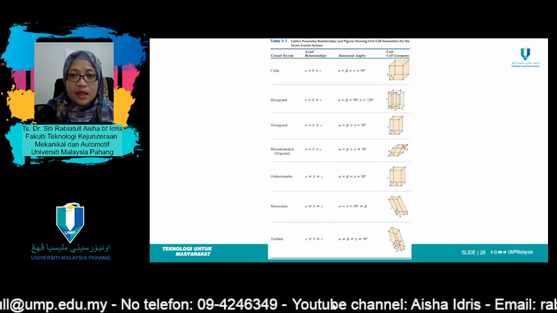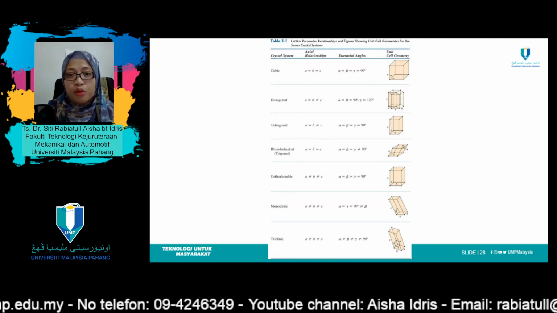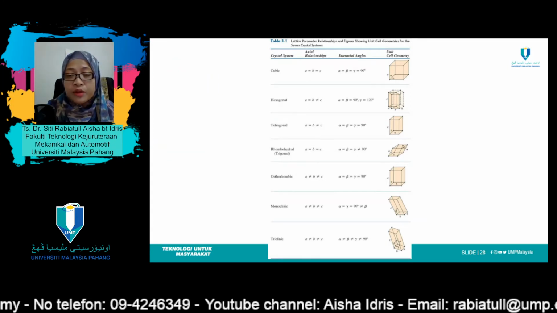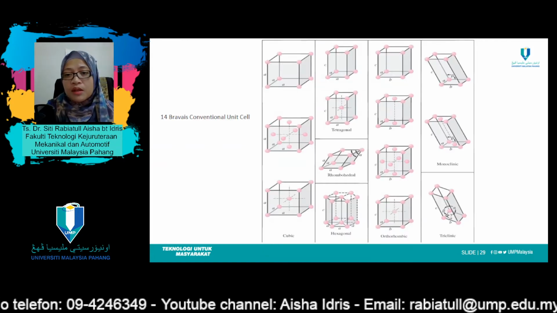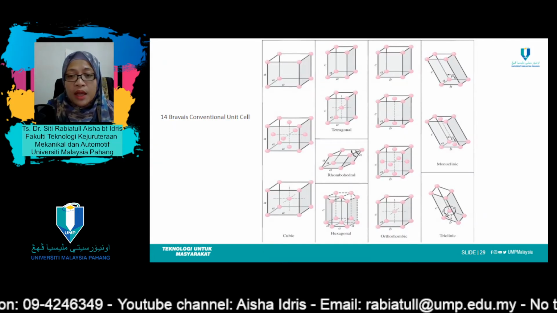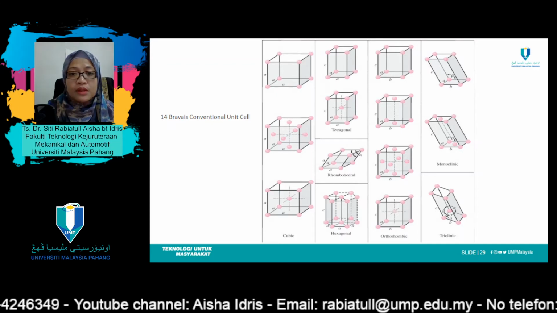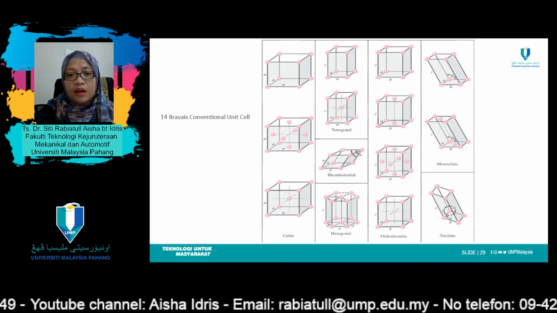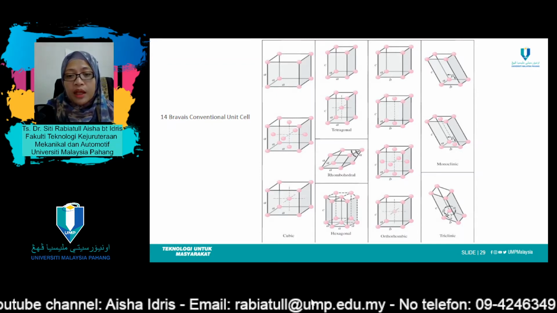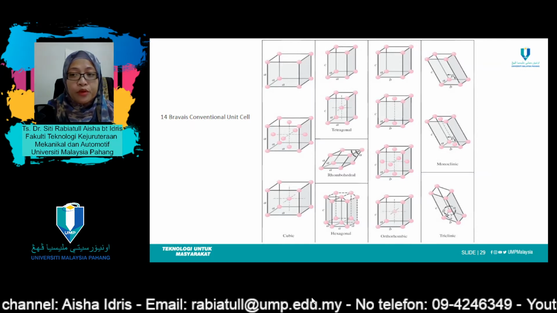This is the illustration for those crystal systems just now, and the same goes for this one. Basically, you may find all these 14 Bravais conventional units in the textbook that have been proposed to you before.